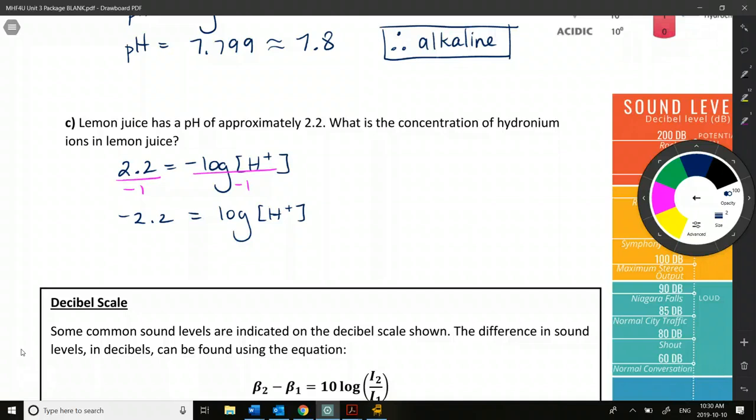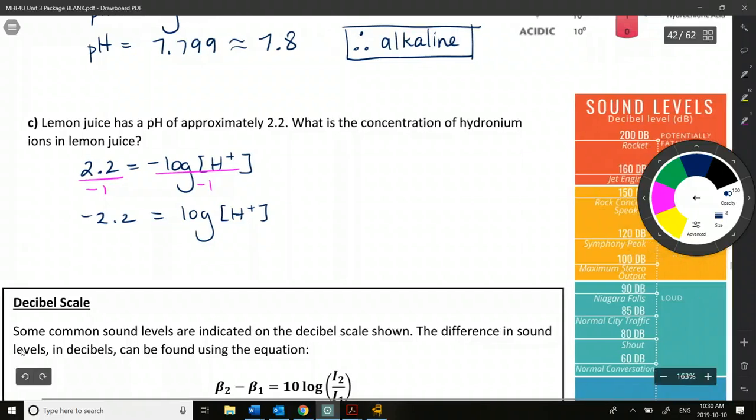If I want to isolate for something inside a logarithm, I need to think about what the base of that logarithm is. Again, we need to use inverse form for this. So can someone express this in exponential form for me? 10 to the power of negative 2.2. Okay, so I'm switching from logarithmic form into exponential form here. Can someone calculate this for us?